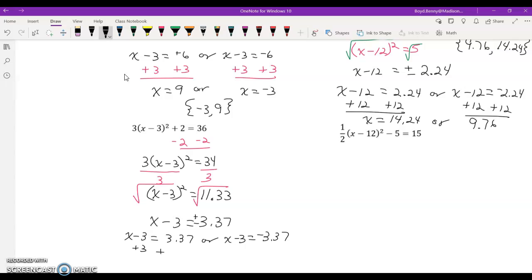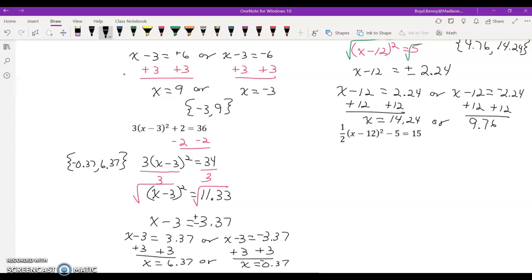We would add 3 to both sides. So x equals 6.37, or we add 3 over here, x would equal negative 0.37. So here my solution set for this one would be negative 0.37 or 6.37.